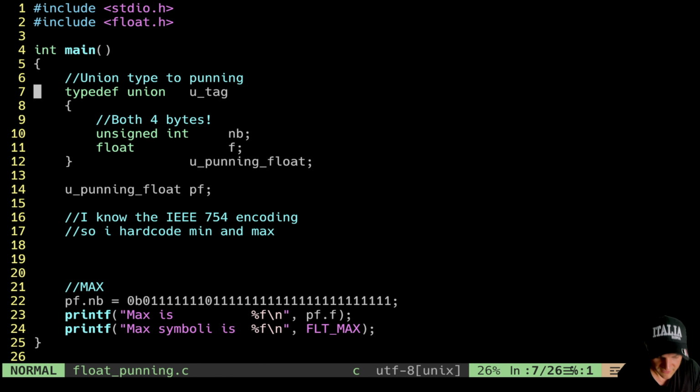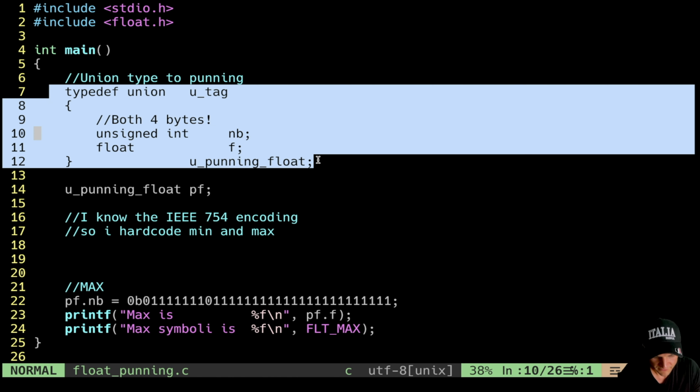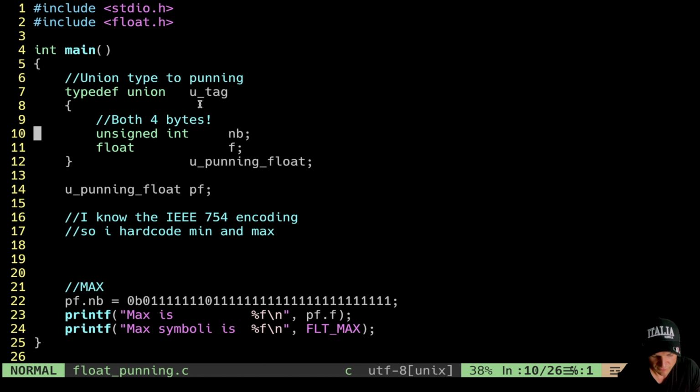So long story short, this is a stupid example. I created this union. As you can see, the syntax is pretty straightforward. It's almost like a struct. So I have a typedef, so all my union objects are going to have this name. In this case, I declare a punning float that I call pf, for punning float. I have an unsigned int, like in the example, and a float. Both have 4 bytes, so they have exactly the same space in memory.